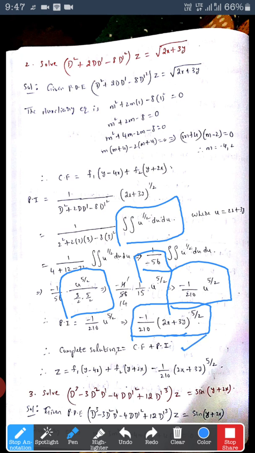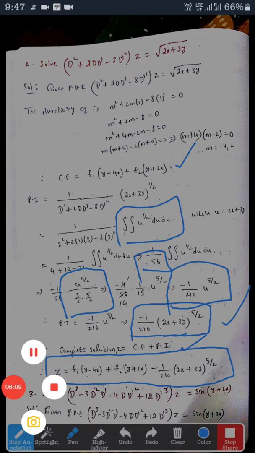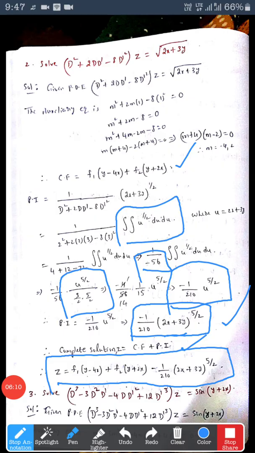The complete solution is complementary function plus particular integral. So combining this CF and this PI gives the complete solution.